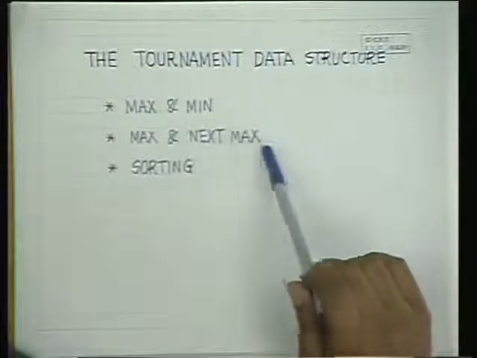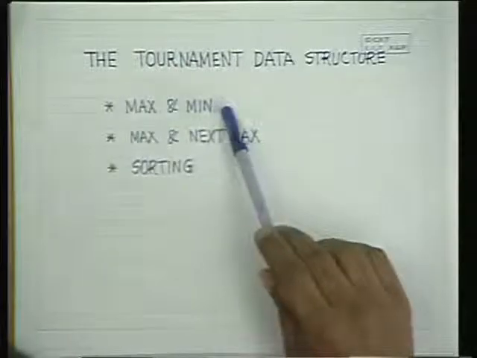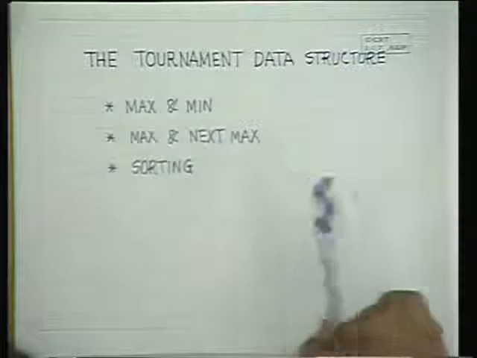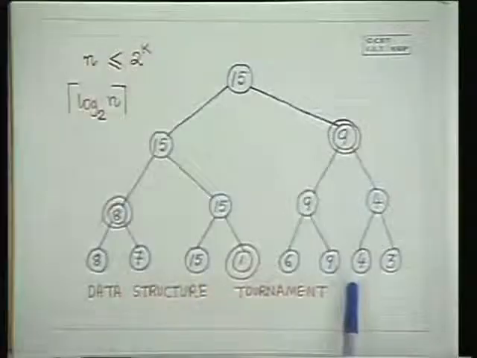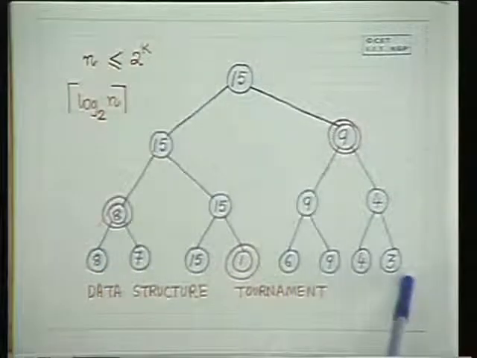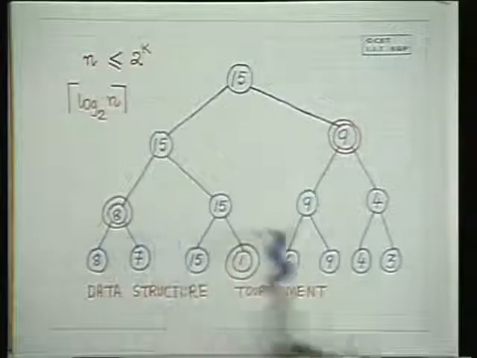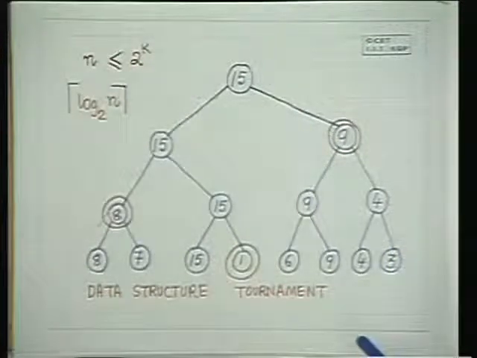And we shall also see how it can be used to solve the sorting problem much more efficiently than the traditional techniques. So that's what we'll discuss today in more detail, the tournament structure. First, a quick revision. The tournament, as we said in the previous class, is a comparison tree. The leaves of the tournament are the numbers to be compared, and for which we require to find the maximum and second maximum, or the maximum and minimum, or possibly sort them.